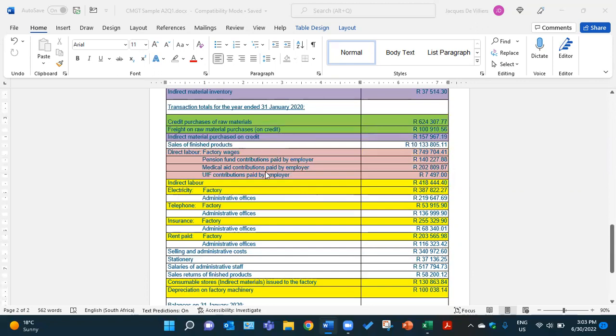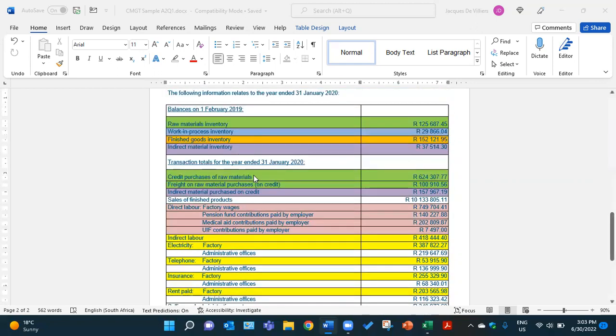And then I see, are there transactions here that relate directly to our raw material? And I say, yes, there's the credit purchase of raw material, and then there's the freight on the raw material purchases. That's also on credit. So I choose to pay for both of these on credit. So it creates a liability. In each case, I might pay for it during the year. That is not the issue here. Okay, so both the material itself and the cost of getting it to me, I need to calculate here.